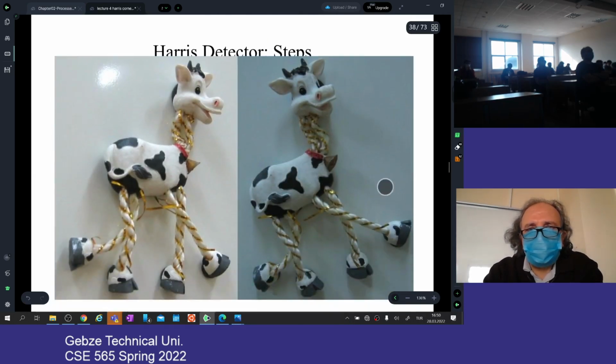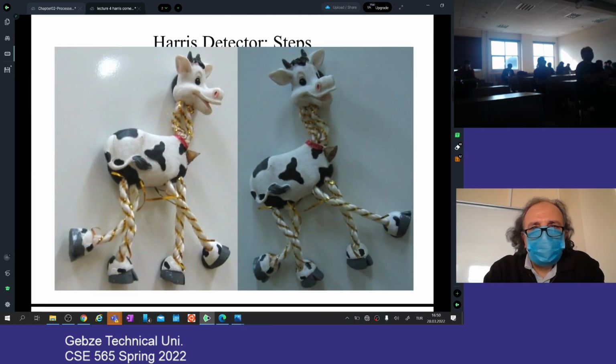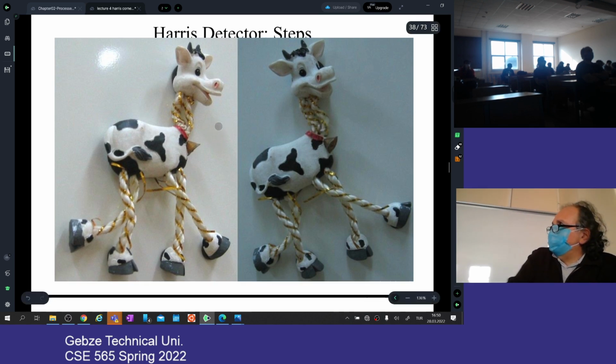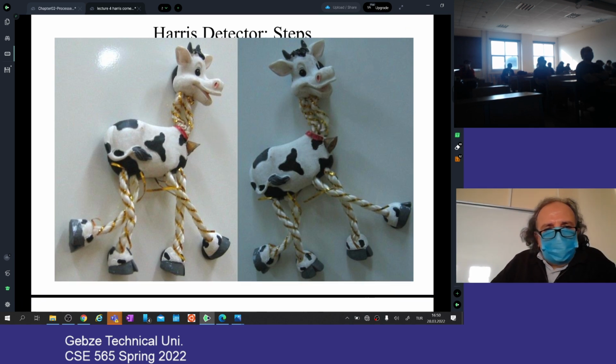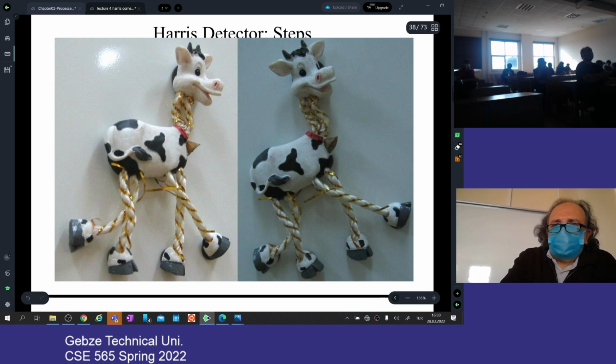Here is a real life example. Same object taken under two different conditions. There is a lighting difference between these two. The camera is rotated, there is maybe a little bit of scaling difference, and I think the head is moved a little bit too. I'm not sure. So we are going to see if this object is the same as this object, or can I match it?